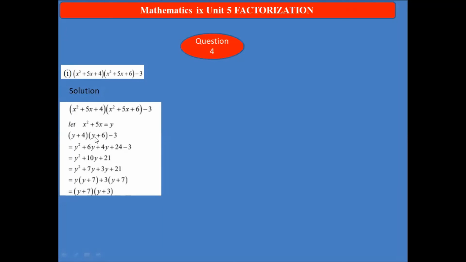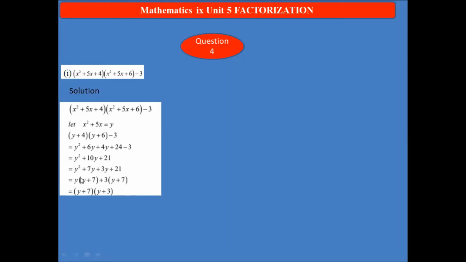When we multiply 4 with this y, we have 4y, and when we multiply this plus 4 with plus 6, we have plus 24, and this is minus 20. So this is minus 3. Now we can write this as y square plus 10y, and here is 21. Just we have to factorize this, the same as we have done factorization in question number 2 and 3. When we multiply this with this one, we have 21y square. So two factors, 7 threes are 21. So one factor is 7 and the second is 3.